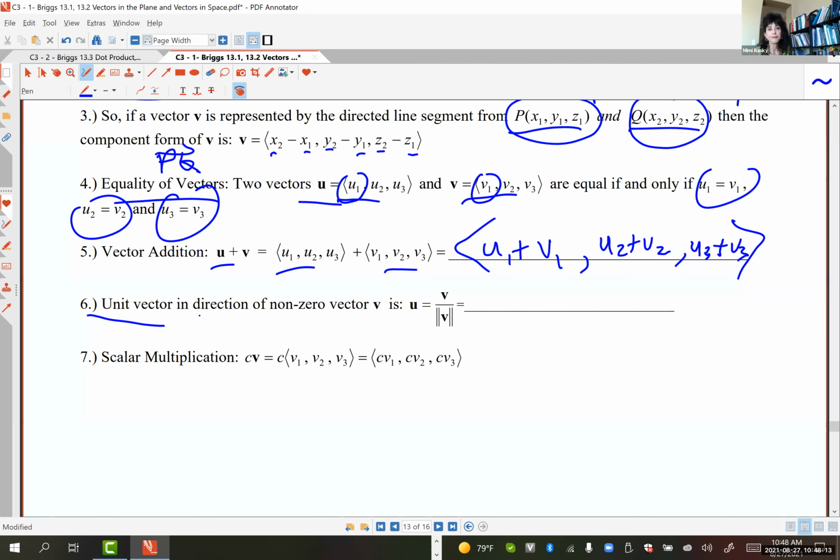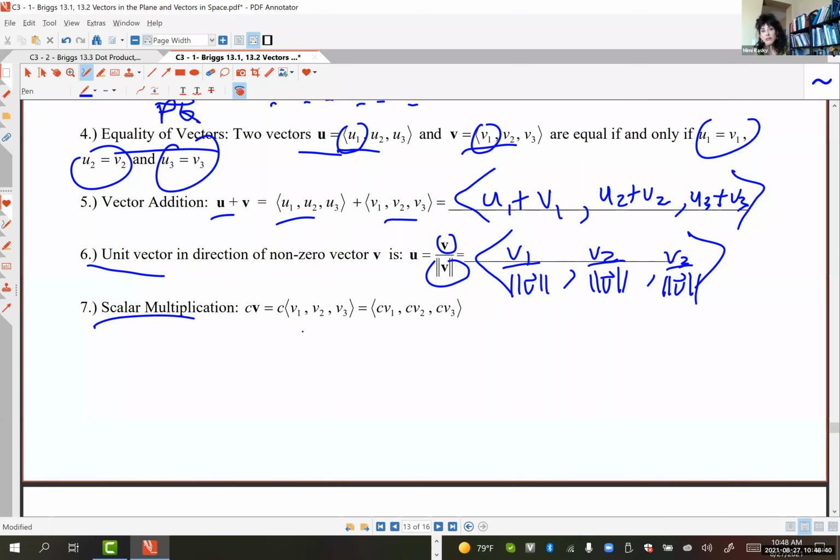How about unit vectors? Sure. You can unitize a 3D vector. Use the same formula as unitizing a 2D vector. You take your vector and you simply divide it by its magnitude. And so your answer would look like V1 over magnitude of V, comma V2 over magnitude of V, comma V3 over magnitude of V. And that's a unitized vector, which means the magnitude is 1.